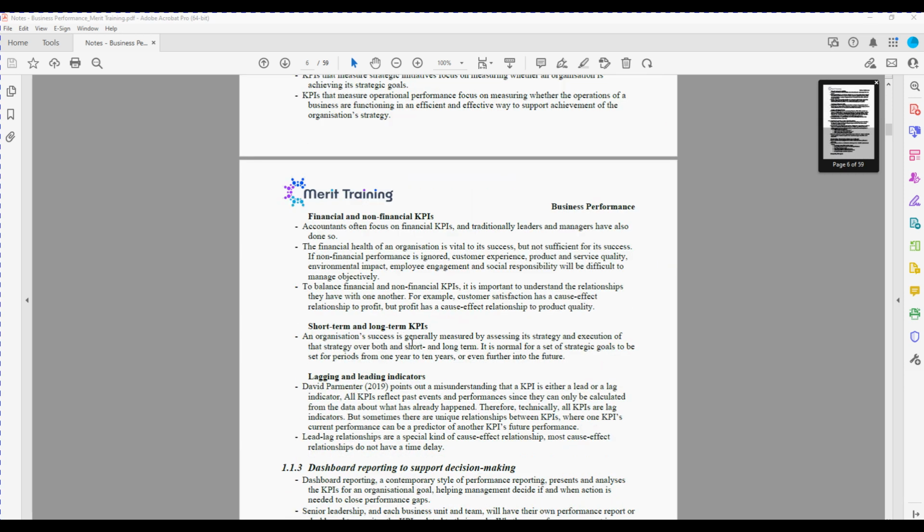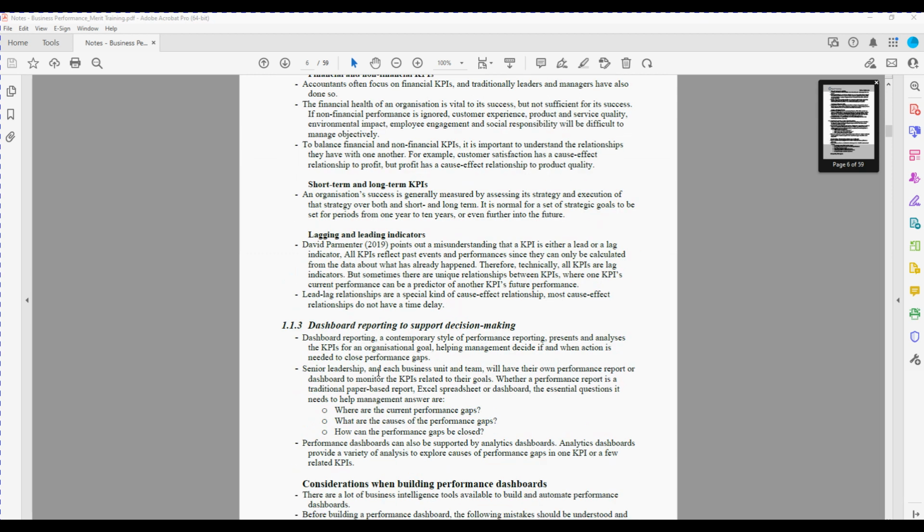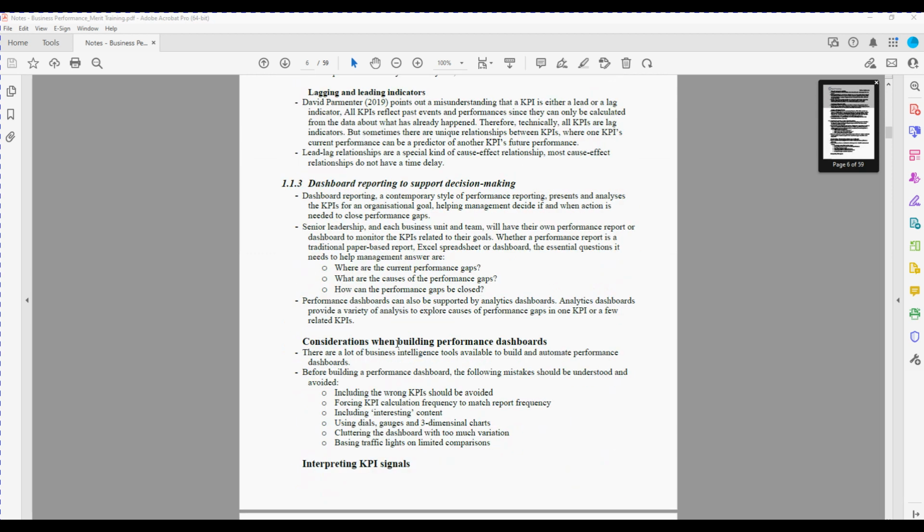Okay, so I've explained all of these points, so I'm going to skip over that. So dashboarding, reporting to support decision making. We talked about this earlier in terms of what the KPIs are, setting up effective KPIs, but then actually being able to monitor them.